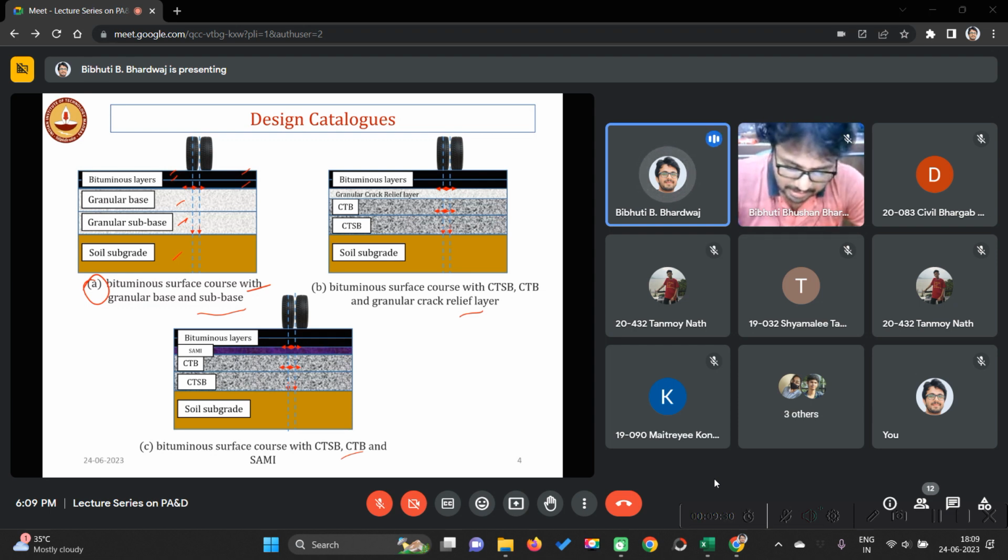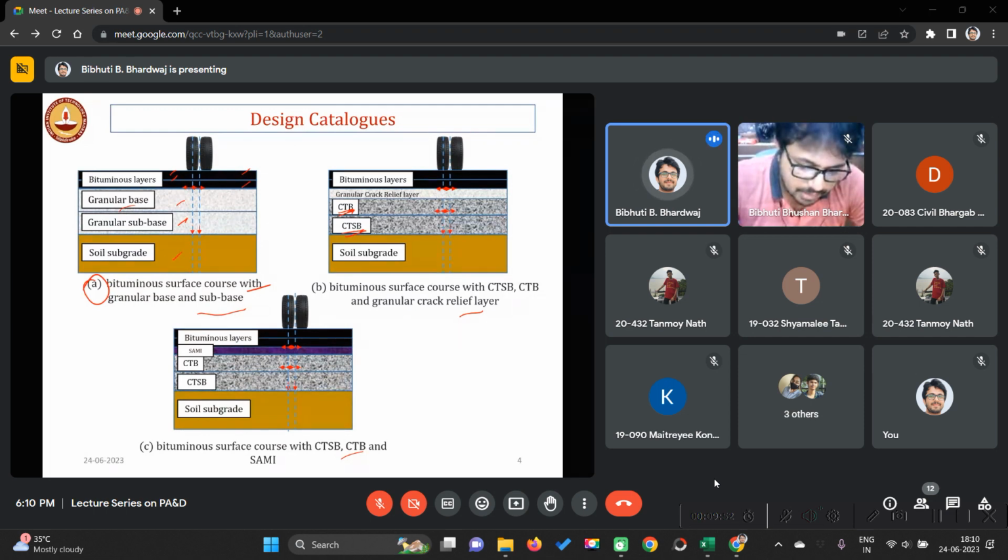So these variations are, you see, instead of granular, what is this CTB? Any idea? Can anyone guess what this CTB can be? We have learned geotechnical, soil mechanics. So any guess what CTB can be?